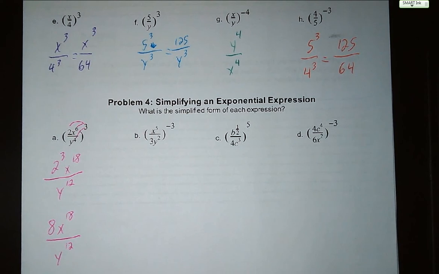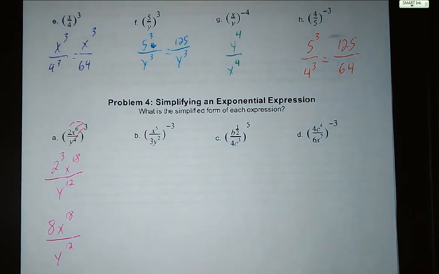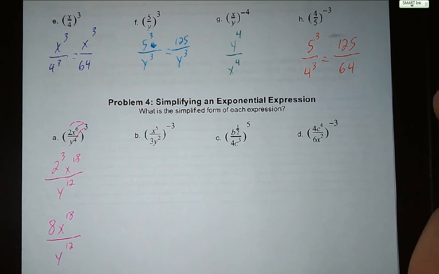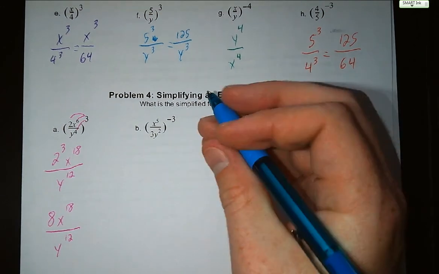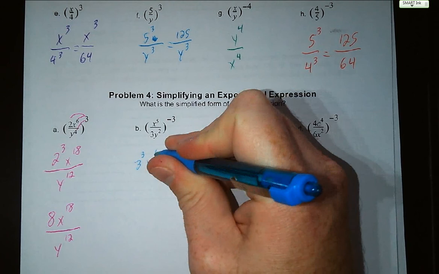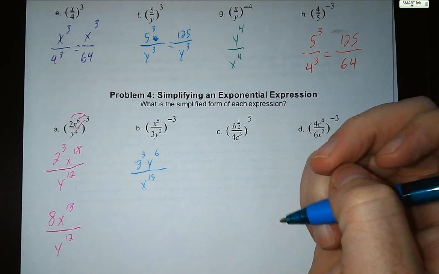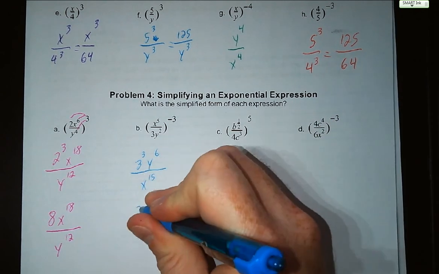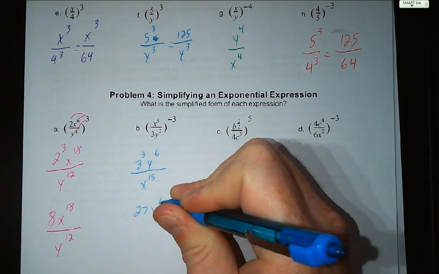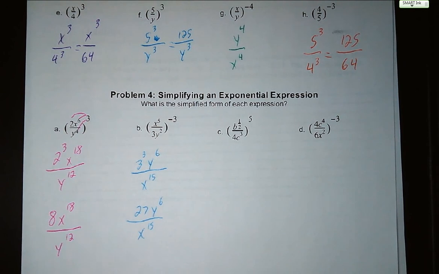All right. Now, let's take a look at letter B. We have a negative 3. So the same thing, we're going to apply the same rule where we can just flip the fraction to its inverse and apply a positive exponent. So we're going to have 3 to the third power, y to the 6th power, over x to the 15th power. 3 cubed is 27, y to the 6th, over x to the 15th. Okay. I want you guys to try these final 2 questions, and then I will go over the answers.